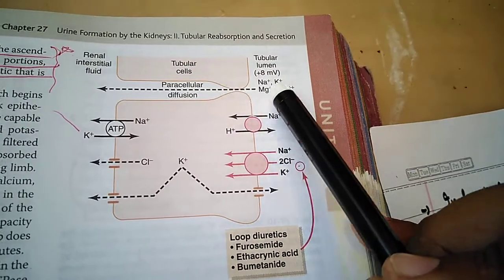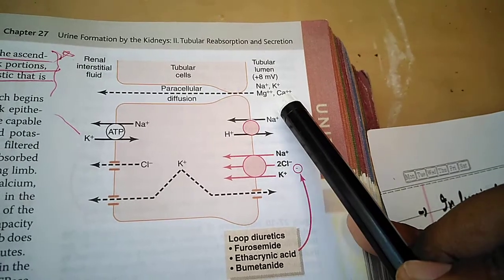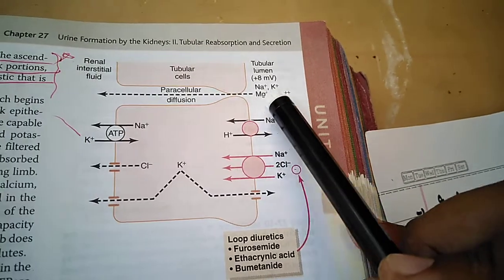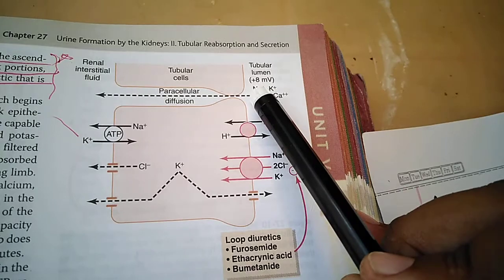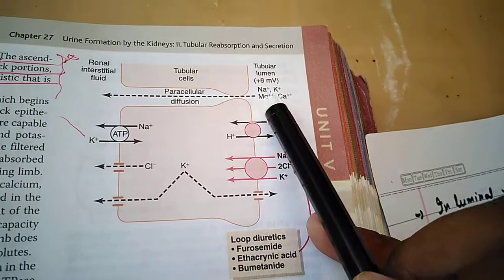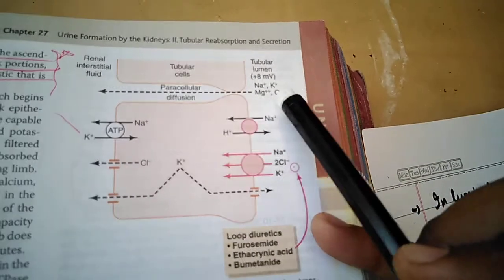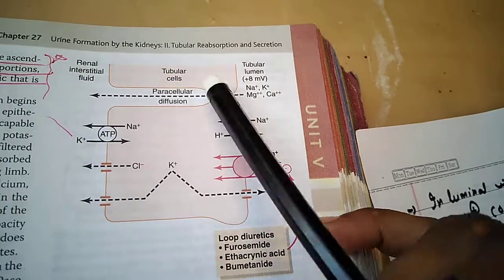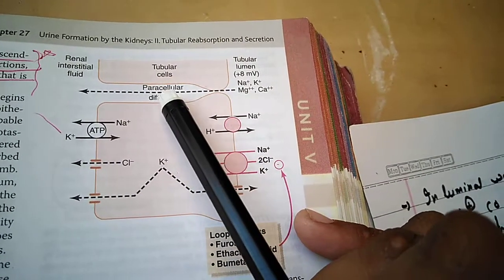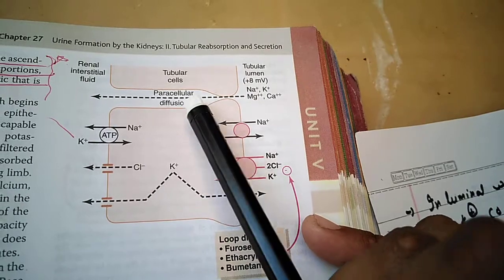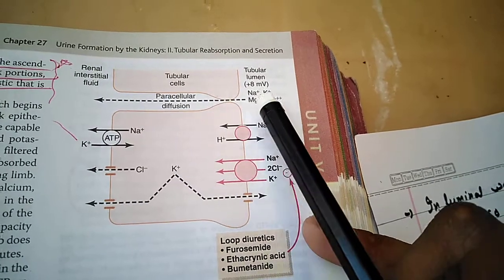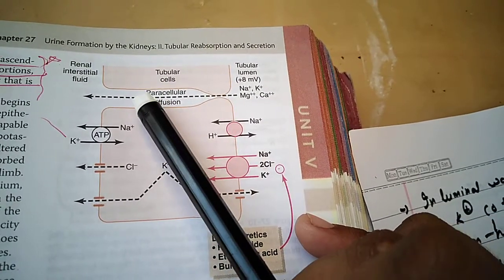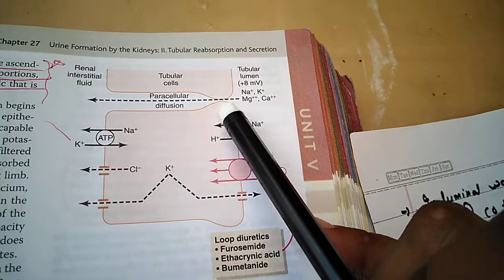Large cations, for example magnesium, as well as calcium, as well as other sodium and potassium, also move into the interstitial fluid, and they take the paracellular diffusion pathway. The paracellular pathway is the movement that occurs through the space present between two cells.